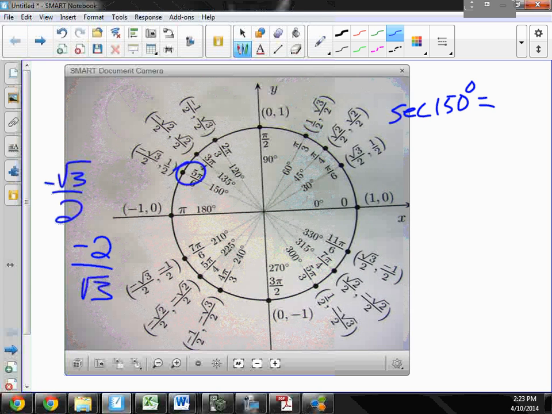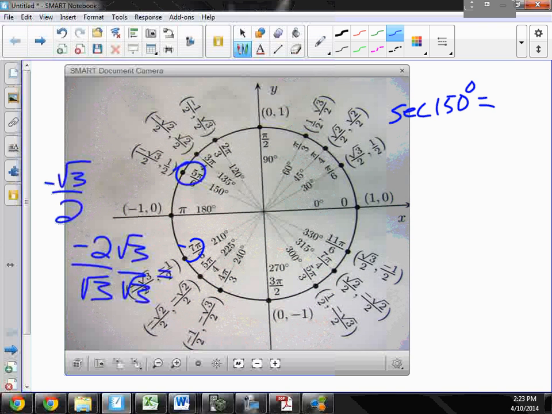But you're not allowed to leave a square root in the denominator. Do you remember the trick? Times it by root 3 over root 3. And the top is just negative 2 root 3, and the bottom becomes root 9, and the square root of 9 is 3. So the secant of 150 is negative 2 root 3 over 3.